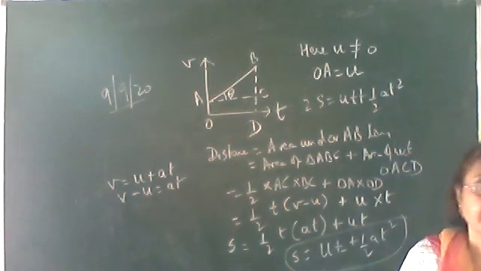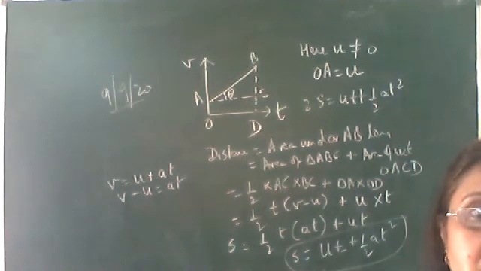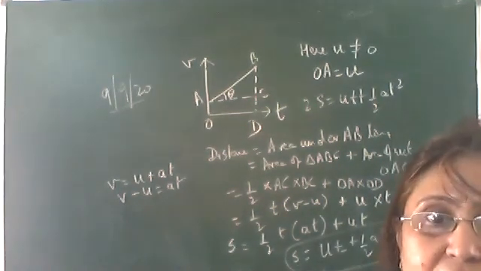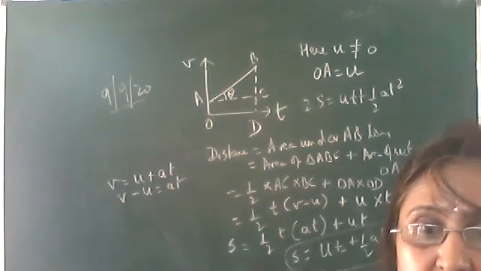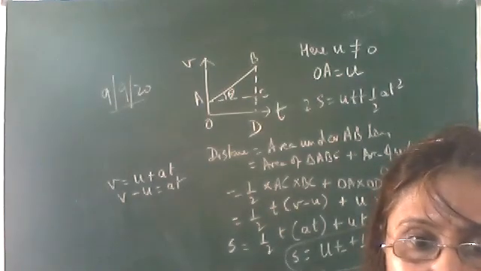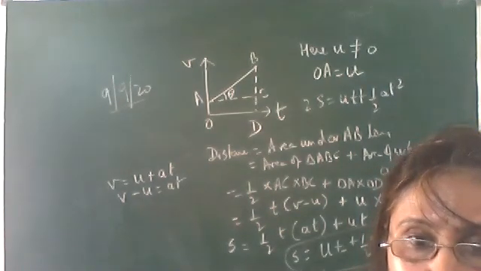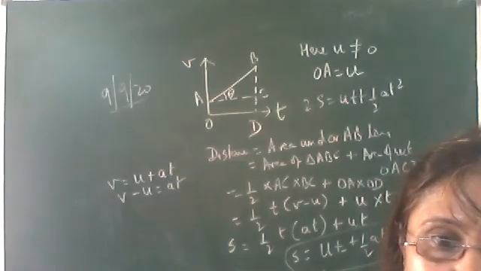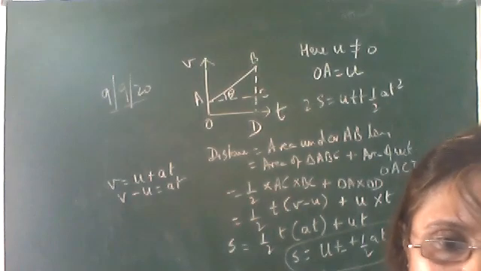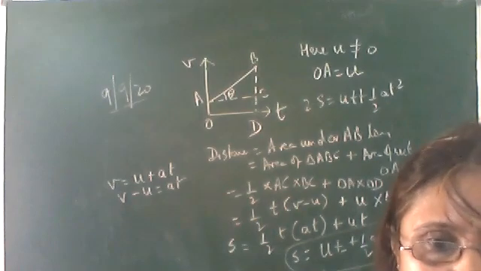Now the third equation is V square minus U square is equal to 2AS. This is homework. You will try it. Again S is coming, so you will find the area covered under the line. Now use the trapezium and find the area, or you can use this also. Okay, so we'll meet tomorrow.